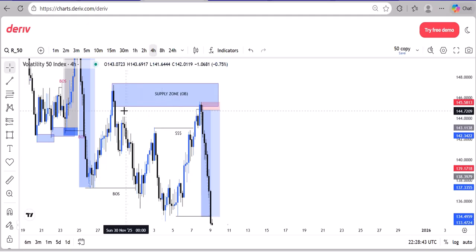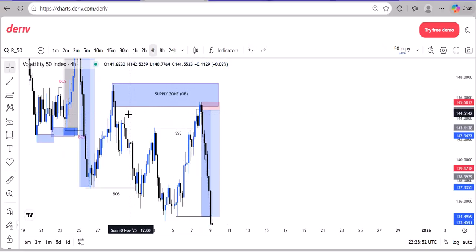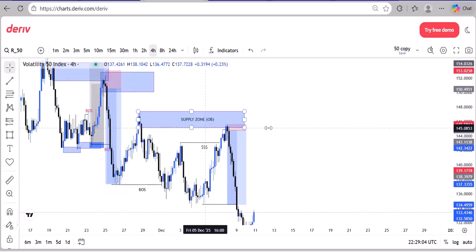Not only breaking structure, there was a void here called a fair value gap, or inefficiency, or price imbalance. Price didn't trade efficiently, so we saw this void here. We saw a break of structure, we saw this void here, meaning this zone is a valid zone. And of course the market is in a downtrend, is trending down.